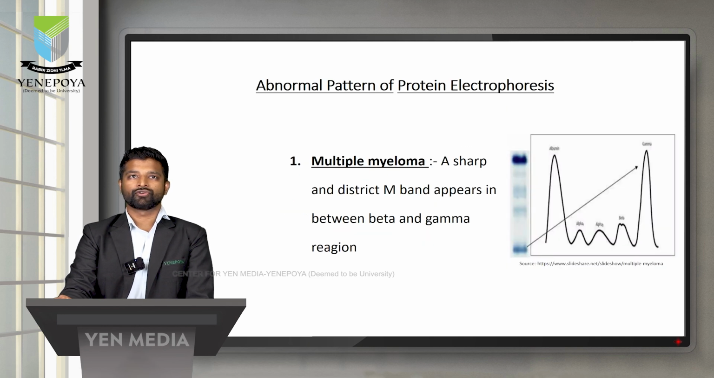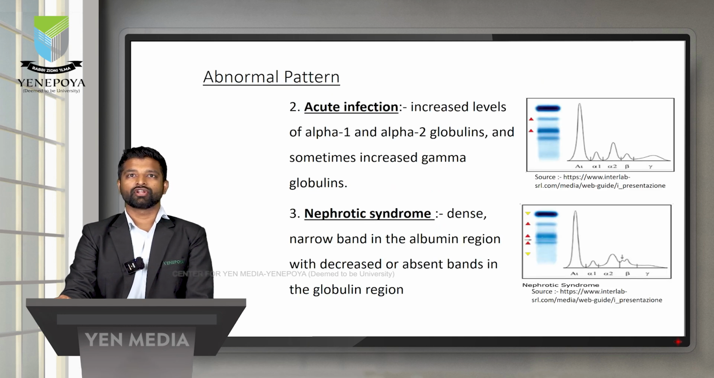Next we will see a few abnormal patterns of electrophoresis. The first one is multiple myeloma. We can see a distinct M band appearing between the beta and gamma regions. Next, in acute infection, we can see an increase in alpha 1 and alpha 2 globulins, and sometimes we can see an increase in gamma globulins in the case of acute infection.